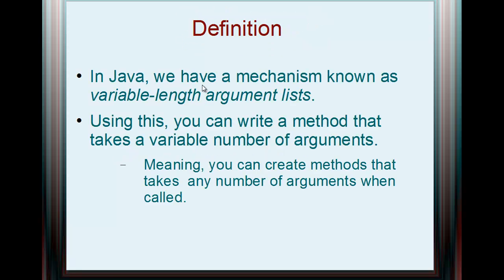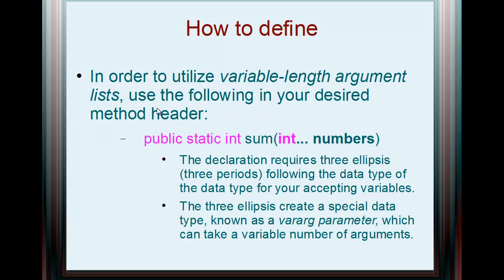Definition. In Java, we have a mechanism known as variable length argument list. Using this, you can write a method that takes a variable number of arguments, meaning you can create methods that take any number of arguments when called.